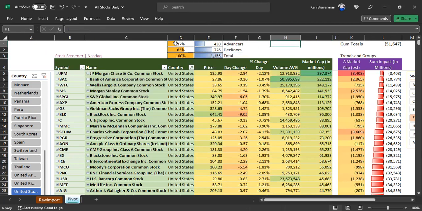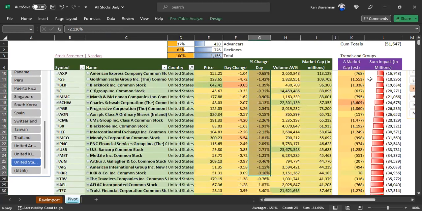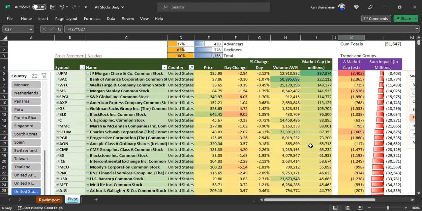Only 37% advancers, 63% decliners, losing $51 billion today. Where did the losses happen? The answer: it happened on every single one of these big market cap companies. How many do we have to go down until we have one that had a positive day? You've got to go all the way down to KKR company common stock, like 25 companies down or something, to be up $78 million. Everything else is down.